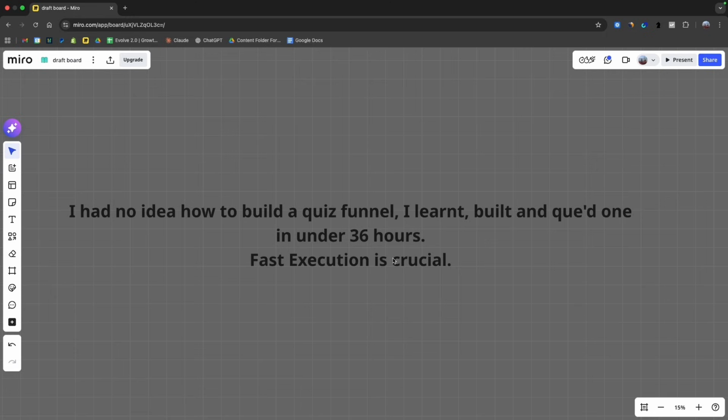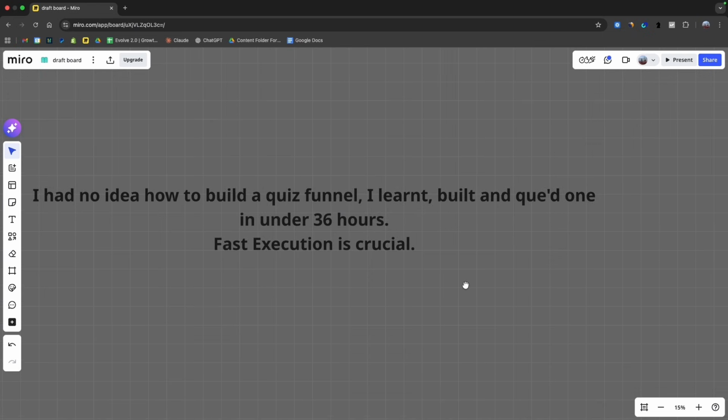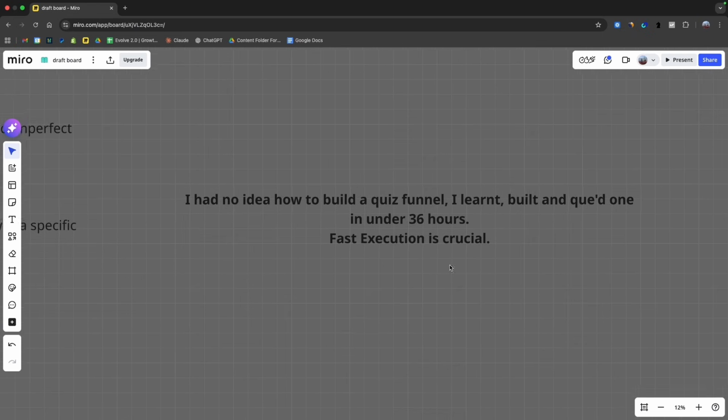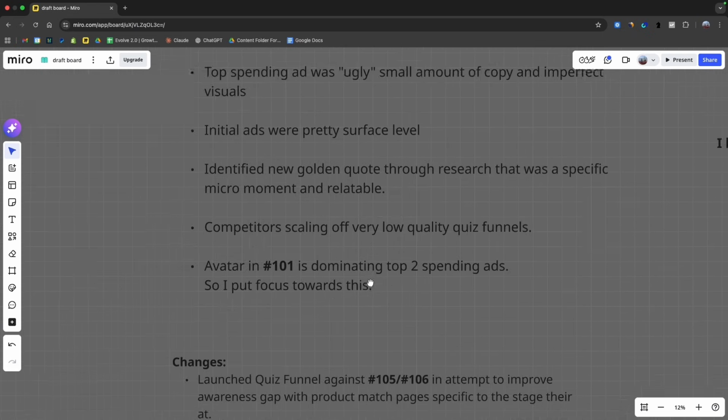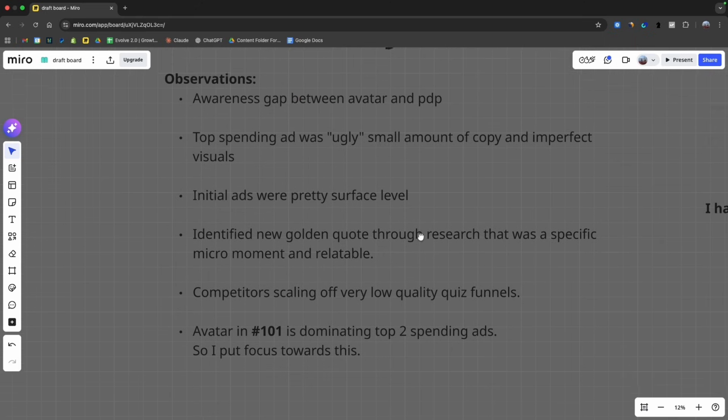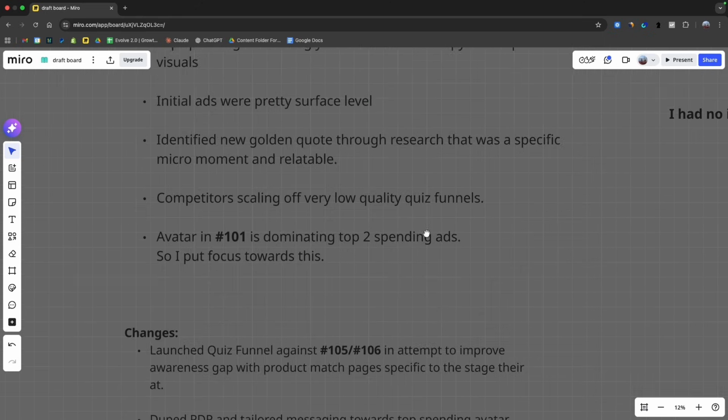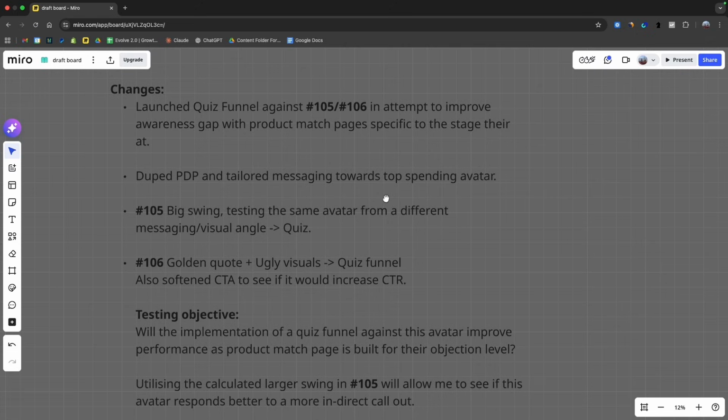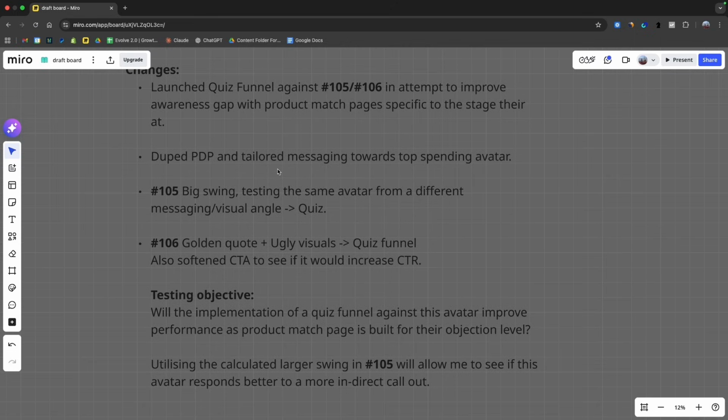I learned, built, and queued these against the new ads in under 36 hours. And this is one of the most important things you'll notice through my whole testing process: how fast we execute. Granted, here I was on a lot of stimulants, pretty much everything under the sun, so my workload was a lot higher, and it was not a good time for me. But moral of the story, a lot of hard work went into this.